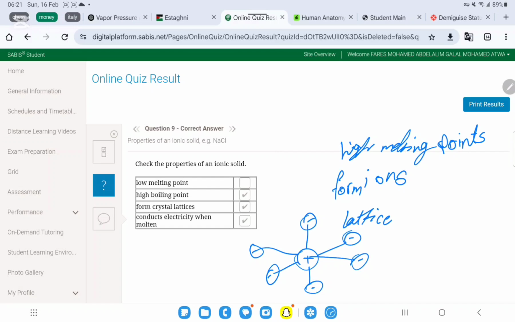That's a lattice. So low melting point, that's incorrect. High boiling point, yeah, we just said that. Forms crystal lattice, also correct. And conducts electricity when molten. There are two ways to conduct electricity. Either the ionic compound is dissolved into water or melted. This is how you can conduct electricity through them.